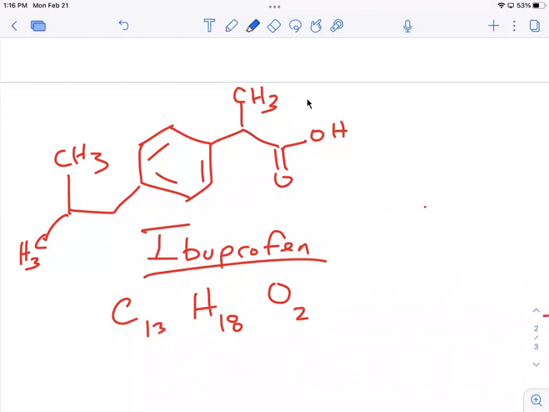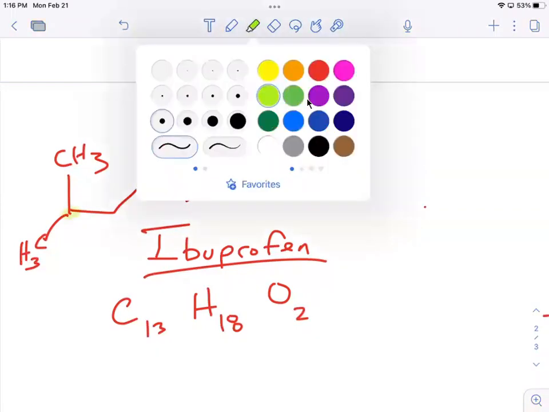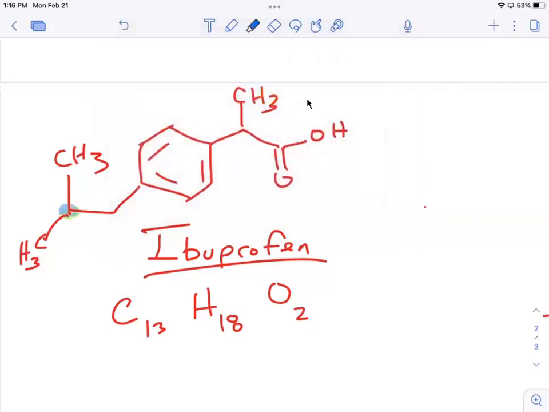So everywhere you see a vertex, let me use a different color. That's too light. Everywhere you see a vertex, so here, here, here, here, these are all carbons. In addition to the carbons that you see right here, like this carbon, and this carbon. Right. So this is what we call a skeletal form.